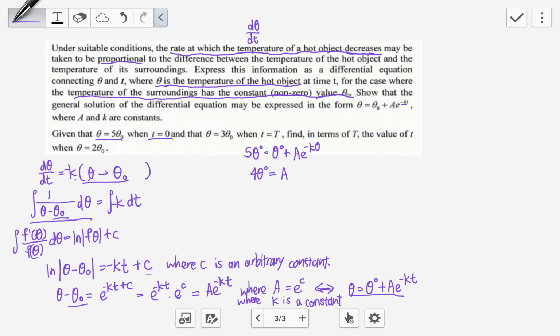Then what about my K? I also need to find my K. So when t equals big T, theta equals 3 theta naught. So theta equals 3 theta naught here equals theta naught plus, now we know that A equals 4 theta naught.